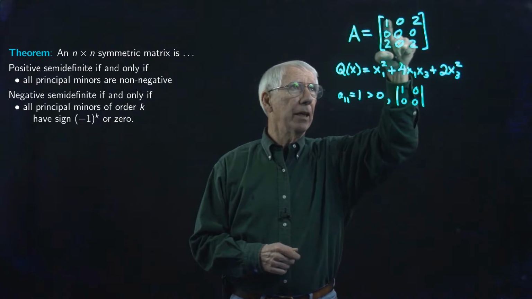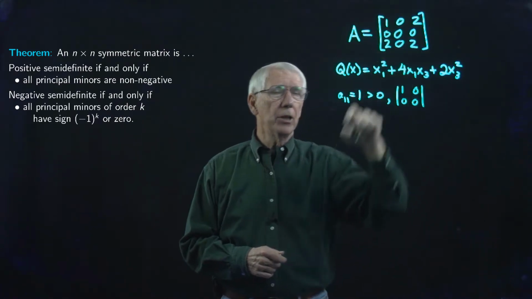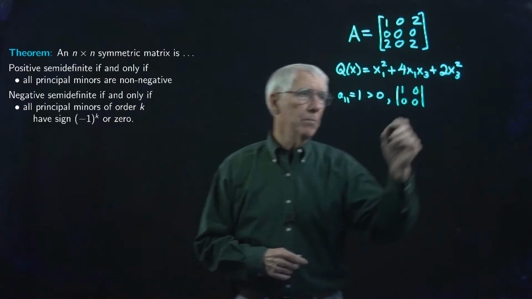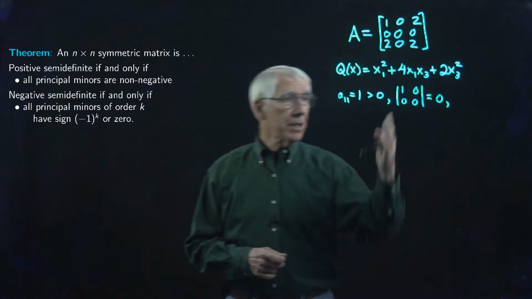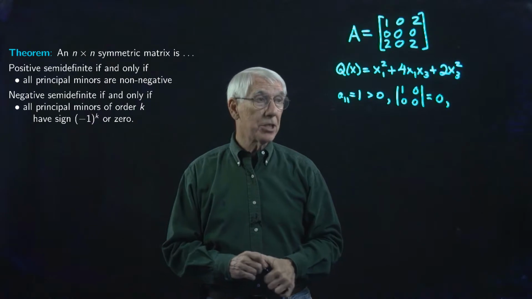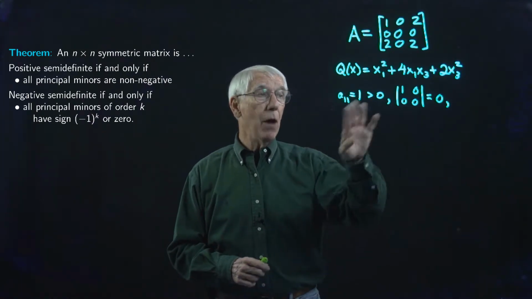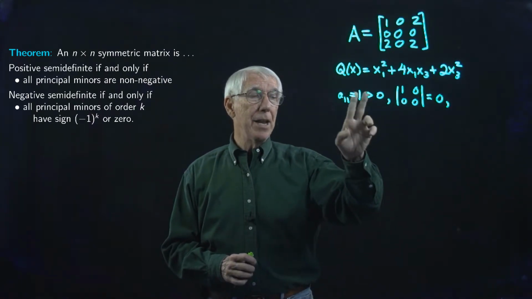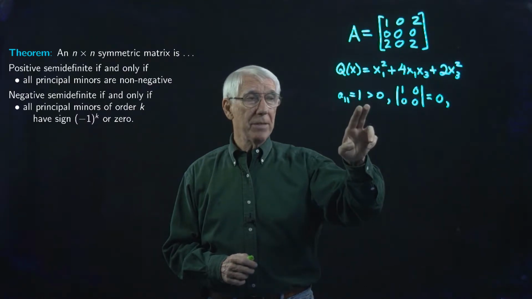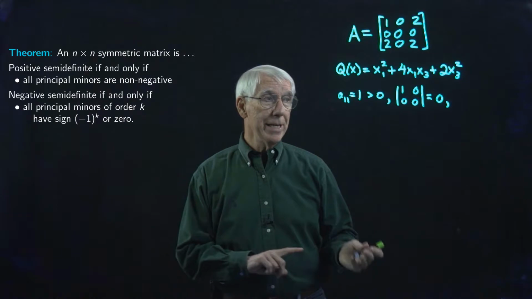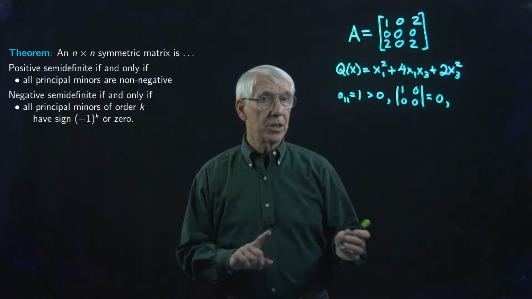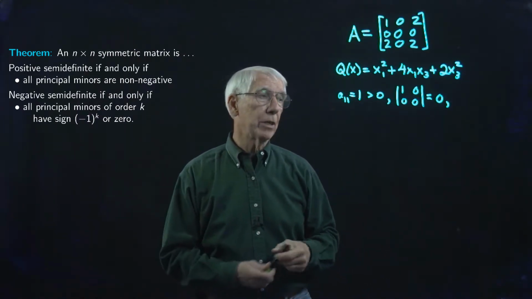That's the leading principal minor here with the first and second rows and columns, and that determinant is clearly 0. Well, that's consistent. It's not consistent with positive definite. So now we know it's not negative, even negative semi-definite, and it's not positive definite. So it's either indefinite or it's positive semi-definite.